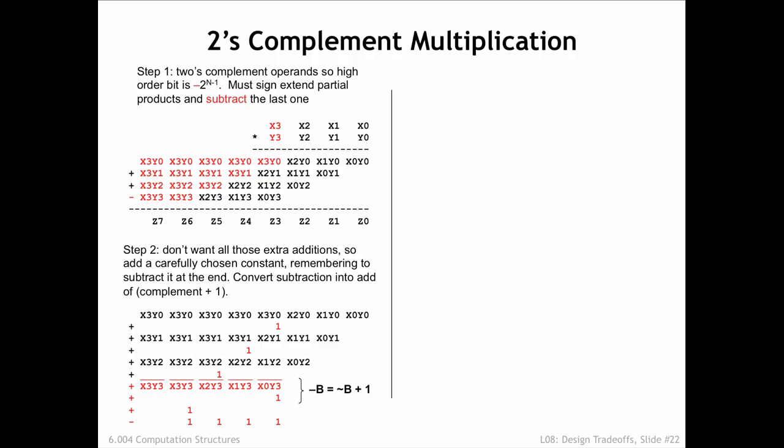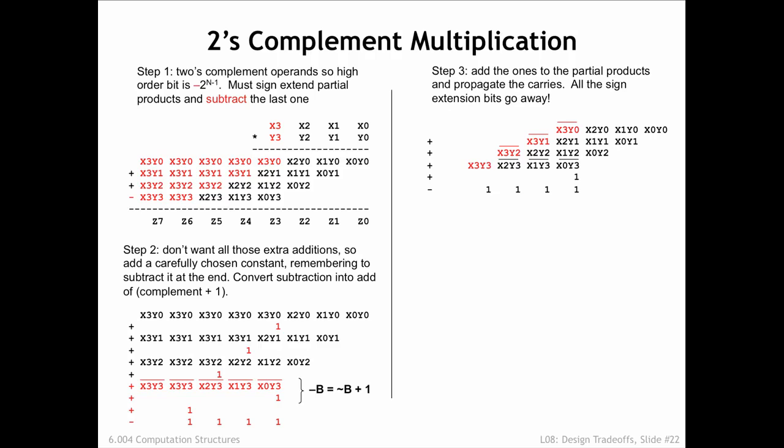This is all a bit mysterious, but here in step 3, we see the effect of all the step 2 machinations. Let's look at the higher order bit of the first partial product, x3, y0. If that partial product is non-negative, x3, y0 is a 0, so all the sign extension bits are 0 and can be removed. The effect of adding 1 in that position is to simply complement x3, y0.